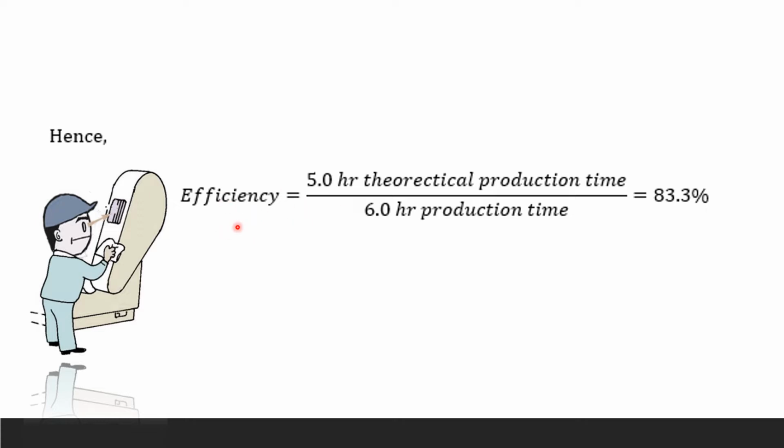Therefore, efficiency is 5.0 hours theoretical production time divided by 6.0 hours production time. This is your 5 hours from 400 units production, and this is your 6.0 hours, which is your actual production time. When you divide that, you can calculate the efficiency. You will get a decimal: 5 divided by 6 is going to give you 0.833, and you turn that into percent, so you get 83.3%.